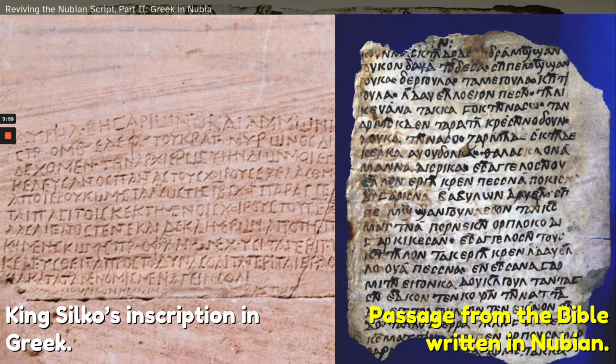So the Nubians were resourceful. They took some letters from Coptic as well as from Meroitic and combined those with Greek to make their own unique alphabet. But Nubians had their own way of writing Greek as well.